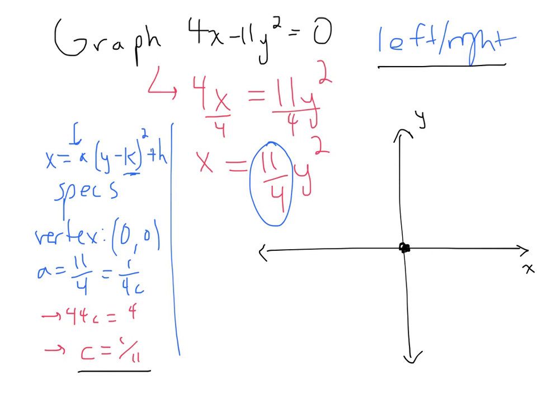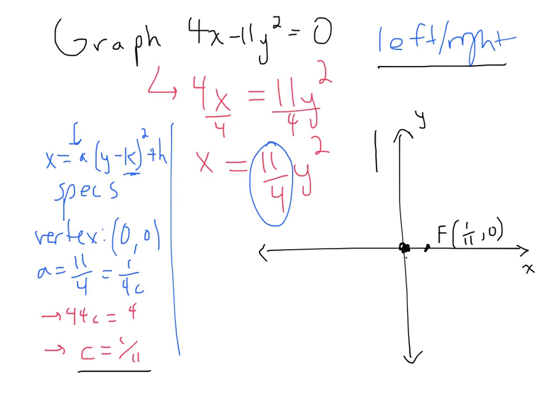And c is the amount added to the vertex to get the focus. So I add that vertex, remember, is 0, 0. And if we add 1/11th to it, we'll get a new point that we'll call the focus, F. And that'll simply be 1/11th, comma 0. All right, if c was negative, then I would have moved it to the left. But since c is positive, I move the focus to the right.